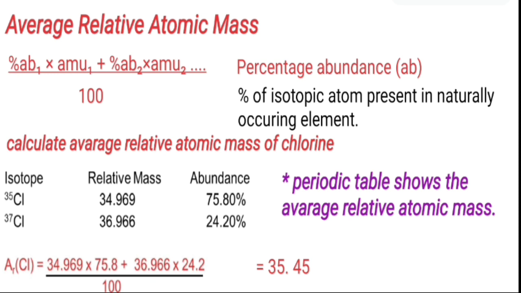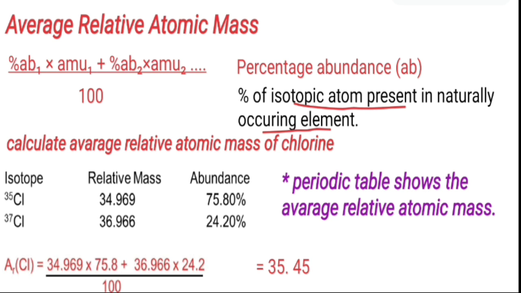Now the question comes, what is percentage abundance? Percentage abundance means the percentage of an isotopic atom present in a naturally occurring element. Say, for example, in naturally occurring carbon, how much percentage of carbon-14 is present? That is the percentage abundance of carbon-14.